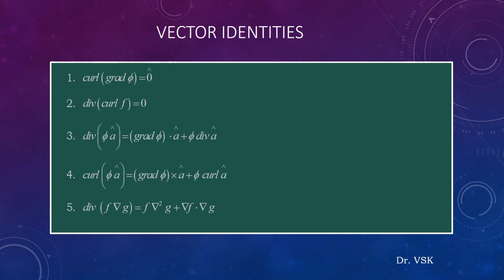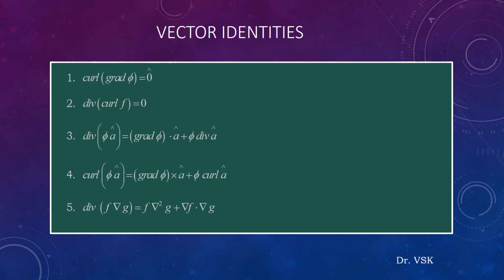Let us take the fourth vector identity. Phi is a scalar field, a cap is a vector field. The product phi a cap produces a vector field. Because it is a vector field, we can't apply gradient on it. Gradient can't be applied on a vector field. So we can apply divergence or curl operators on this vector field phi a cap.